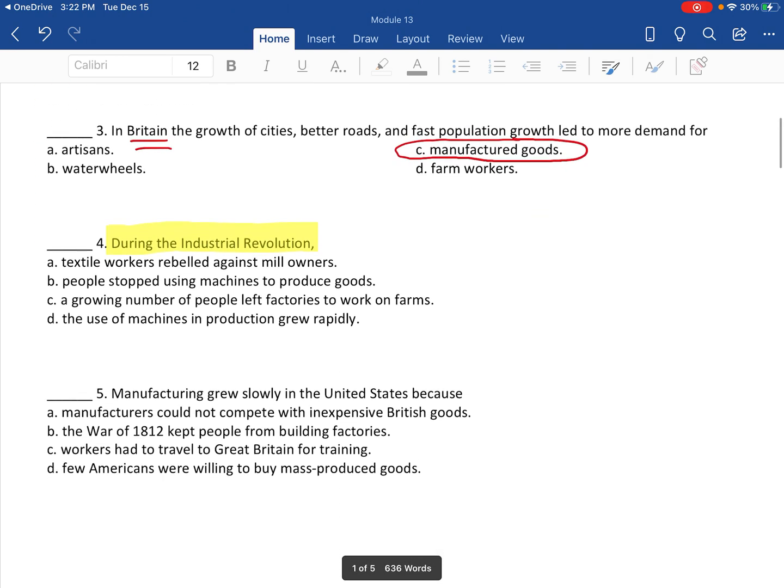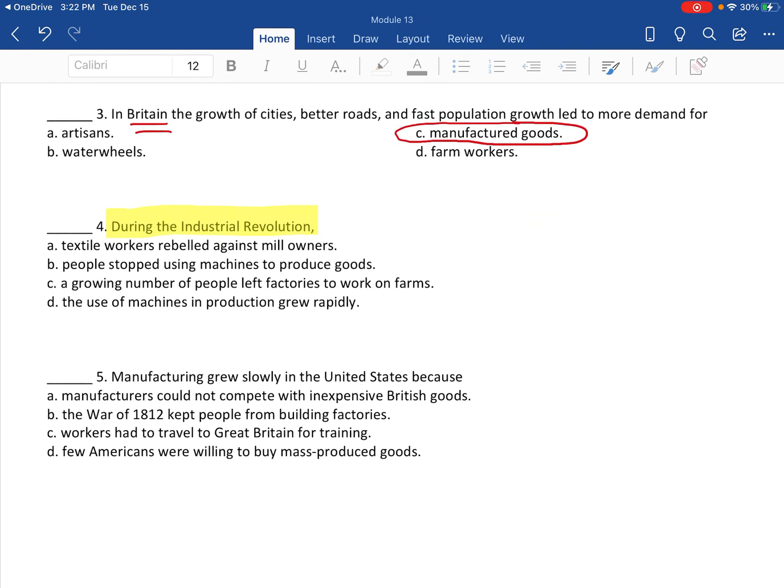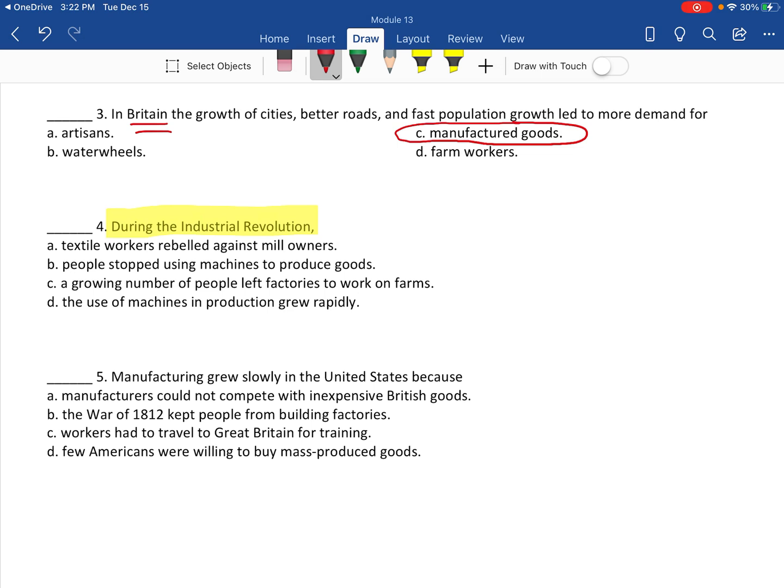During the Industrial Revolution, let's see, what's the answer? The use of machines in production grew rapidly. So what makes the Industrial Revolution possible is machines. These are things that do the work for you, or at least with the assistance of a person. It's going to make the work much faster, much easier.